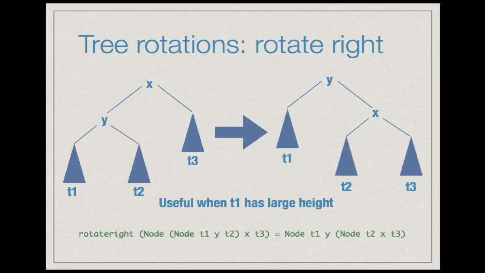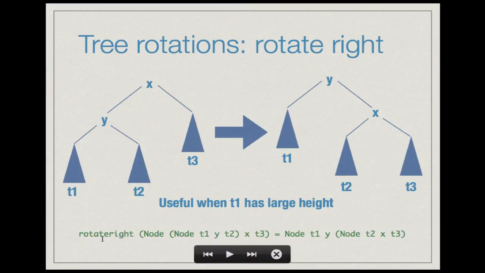This operation is useful when t1 has large height. As you can see, earlier the subtree to the left of x had height 1 plus height of t1. Now the left subtree of the root has only height t1. So in this manner, we can reduce the height of the left subtree of the overall tree.